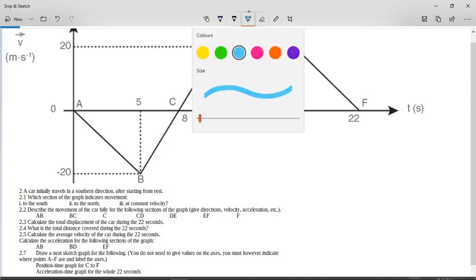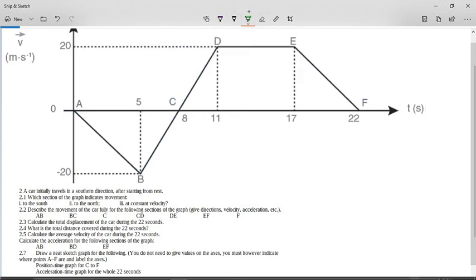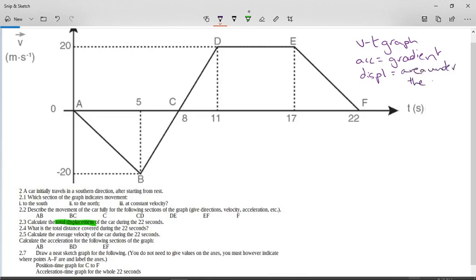Now it says to you, calculate the total displacement of the car during the 22 seconds. So remember, for a VT graph, this is a velocity time graph, acceleration equals the gradient of the graph because it's the change in velocity with time. And then how do we find the displacement? The displacement is always the area under the graph.